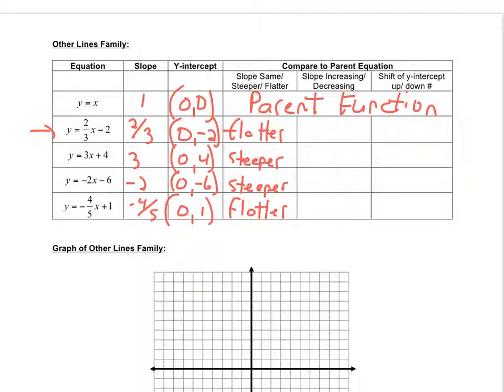And then if it's increasing, it's positive. If it's decreasing, it's negative. So the increasing ones would be the positive. The first two would be increasing. And then the second two negatives would be decreasing.